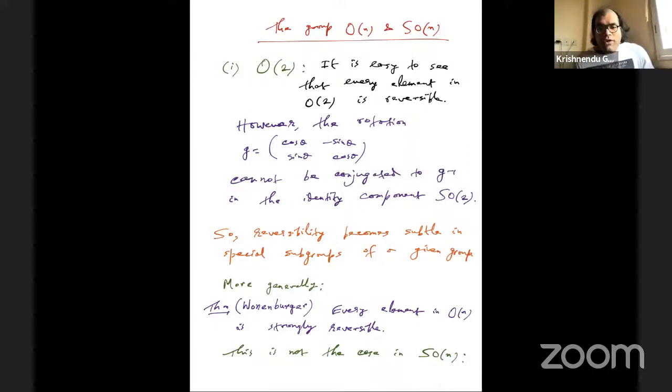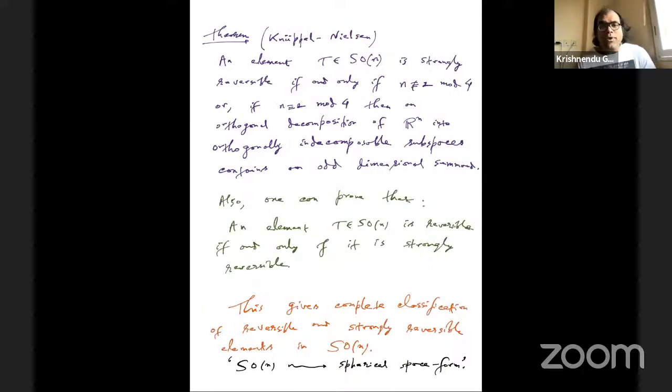But when you go to the smaller group, the determinant 1 component, then this is not the case, and the situation becomes more tricky. It follows from a work of Knüppel and Nielsen, a classification of strongly real elements in SO(n), that an element in SO(n) is strongly real if and only if n is not equal to 2 mod 4, or if n equals 2 mod 4, then there is an orthogonal decomposition of the underlying space into indecomposable subspaces, which should contain at least 1 odd dimensional summand.